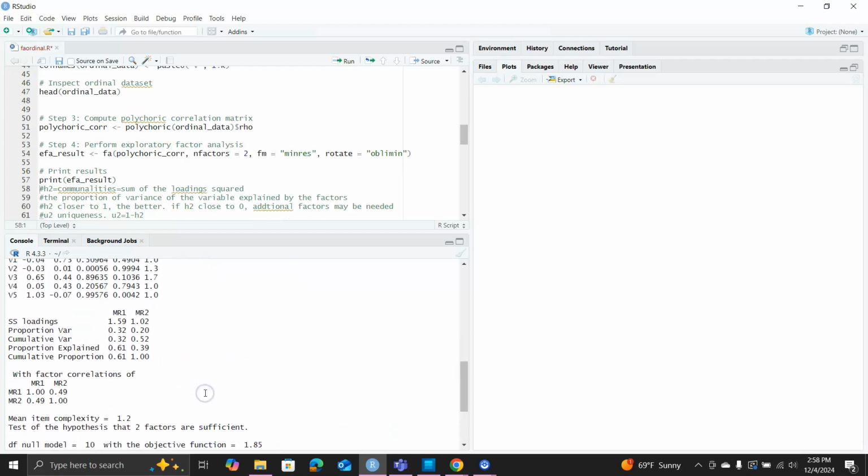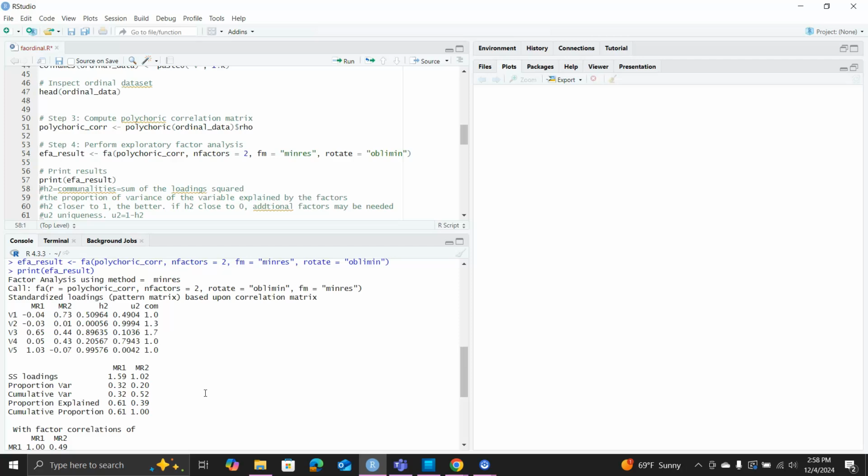You can see it has a lot of results here, starting with the variables, and MR1 and MR2 are the factors. You get the loadings. And then h2 is the communality, the sum of the explained variance from each and every factor. So the variance explained by this factor model for the V1 variable is 50%. u2 is called uniqueness. It's just 1 minus h2. So the closer h2 is to 1, the better the factors explain the variance in the variable.